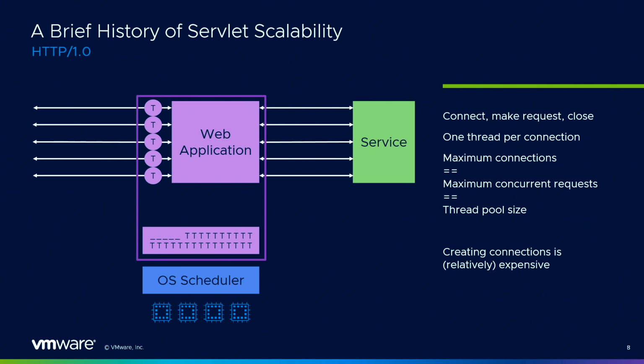The maximum number of connections we can support is the same as the maximum number of concurrent requests we can support, which is essentially the thread pool size. So whatever we set the thread pool size to, that's what drives our maximum requests and maximum concurrent requests and maximum connections.